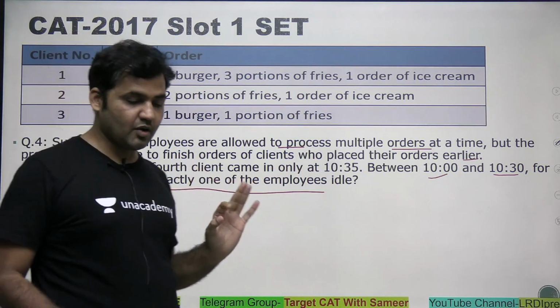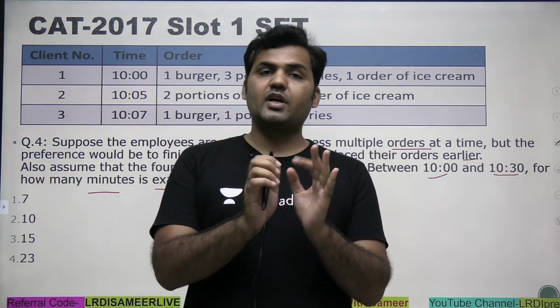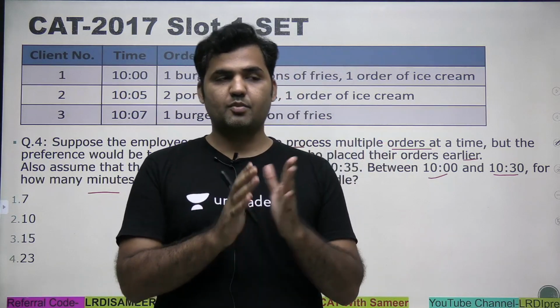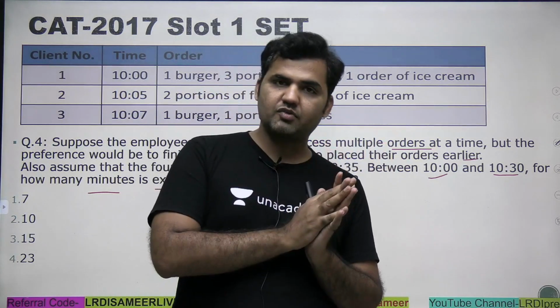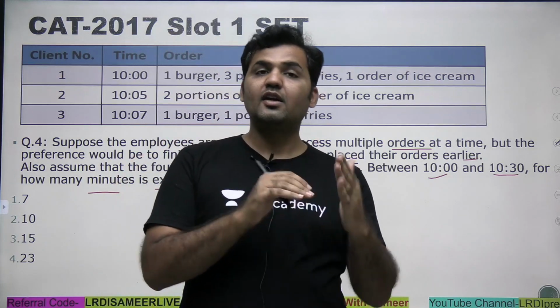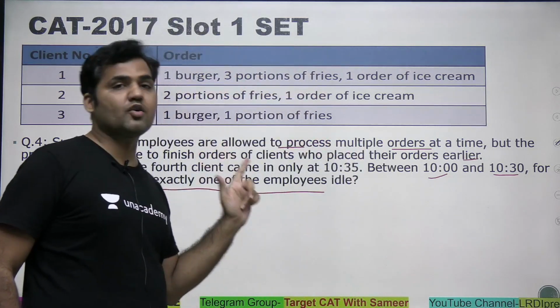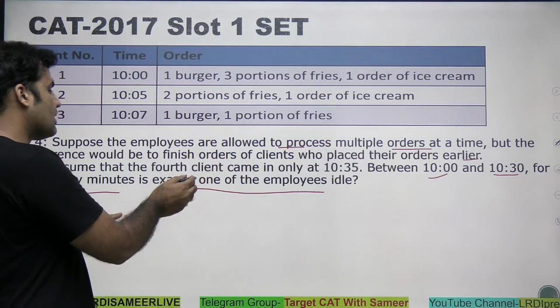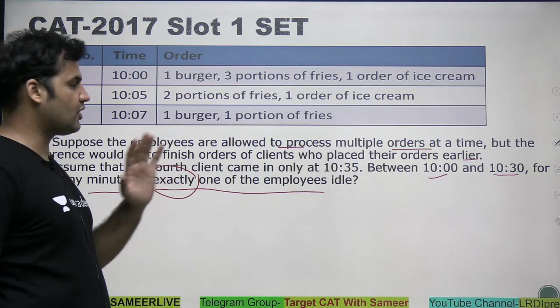Now we are supposed to find out that time period where either one of the employees is working. So between Anish or Bani, either Anish is working, Bani is idle, or Bani is working, Anish is idle. What is that total time duration where exactly one? See that, it's not at least one. It says that exactly one of the employees is idle.